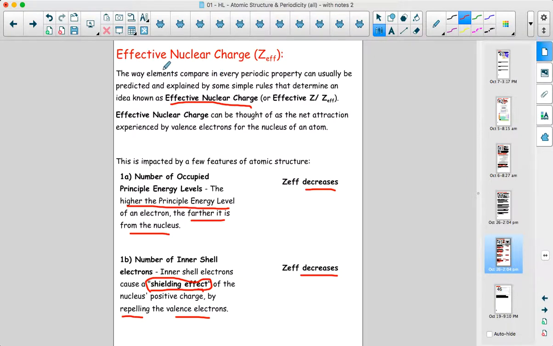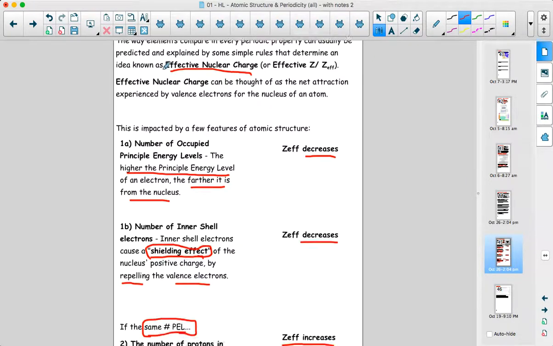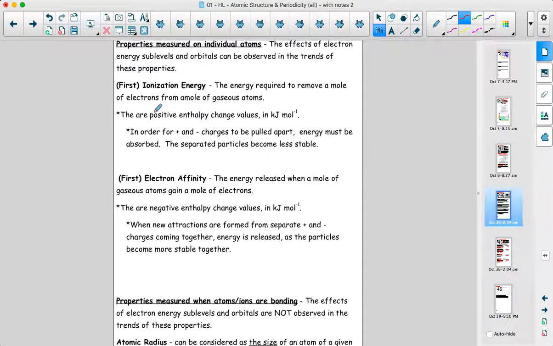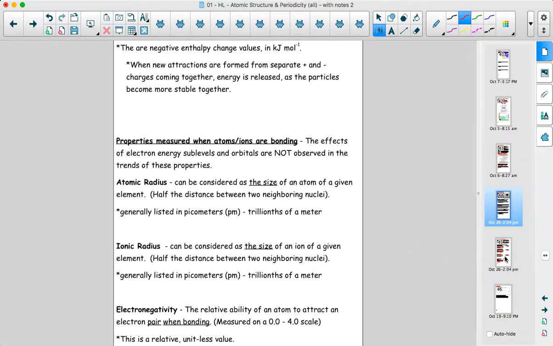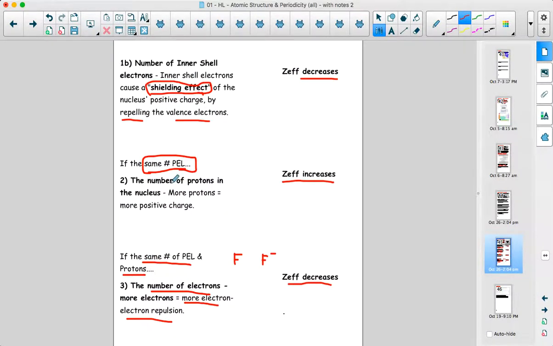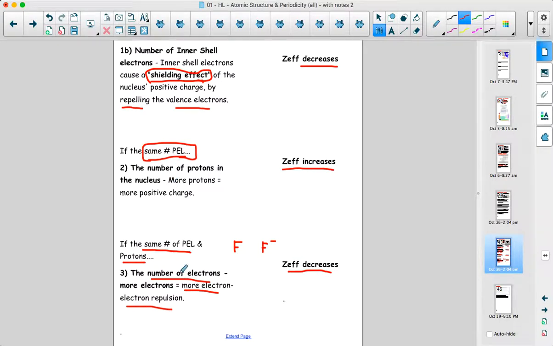Effective nuclear charge is not a term you get asked to define on the IB exam, but it's one that you can use to explain how different elements will compare for their periodic properties, things like ionization energy and atomic radius. So again, you walk through, looking at comparing the number of occupied energy levels, followed by the number of protons, followed by the number of electrons.